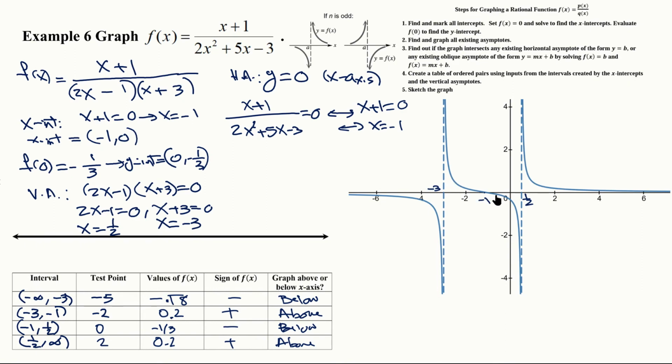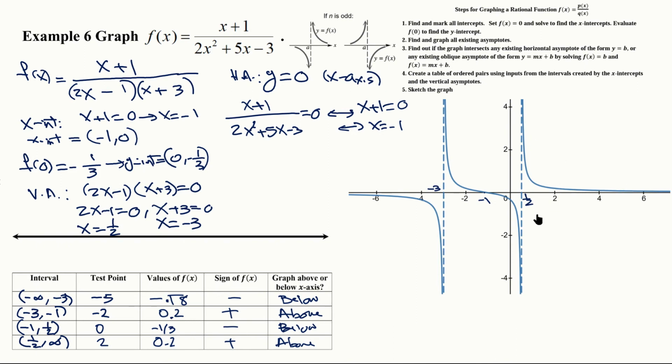So what else do we have? Then we picked 0, which gave us -1/3. And of course that's a negative value, so it's going to be below the x-axis at that point. So it's above the x-axis between -3 and -1, and it's below the x-axis between -1 and 1/2. Okay? And from 1/2 onward, it's going to be above the x-axis.